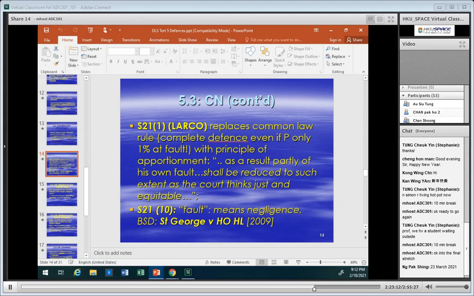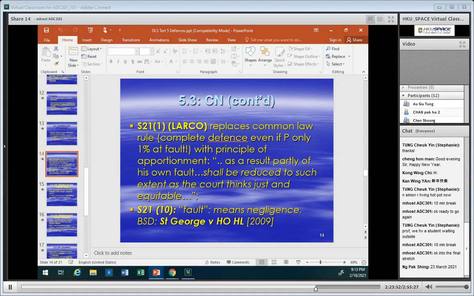Where any person suffers damage as a result partly of his own fault, so the plaintiff has to be at fault, and partly the fault of another person or persons, a claim in respect of that damage shall not be defeated by reason of the fault of that person suffering the damage. In other words, there will still be liability, but the damages recoverable shall be reduced. Key word is reduced. How much? To such extent as the court thinks just and equitable, having regard to the claimant's share in the responsibility for the damage. Okay, so section 21 is modelled after the equivalent English legislation.